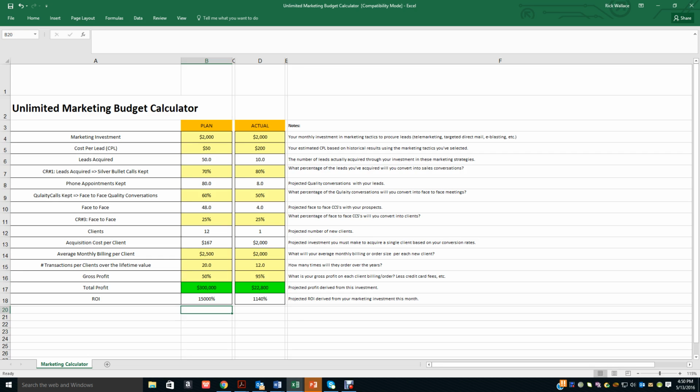The total profit then we would make over the lifetime of those clients would be $300,000 or a rate of return of 15,000%. So you can see how this works. You can do a lot of what ifs with it, but it does give you the ability to start looking at marketing as an investment. And what is the return on my investment?